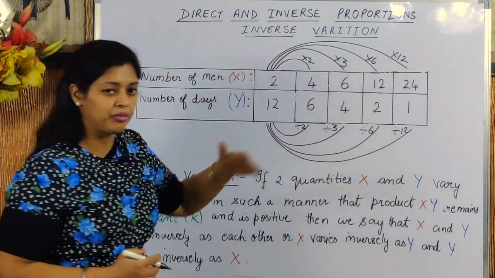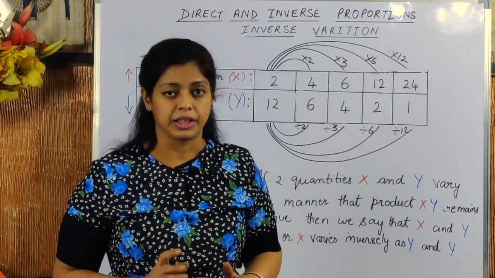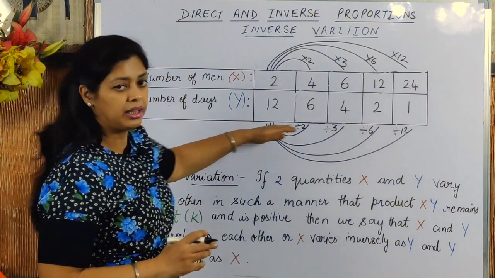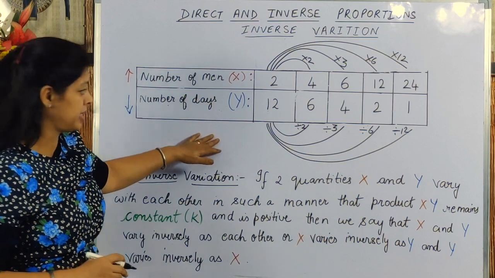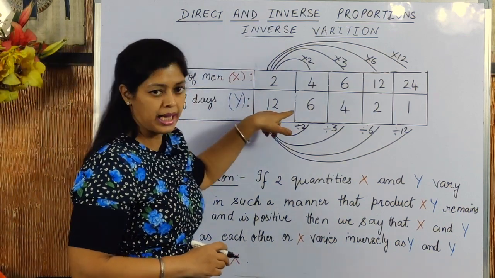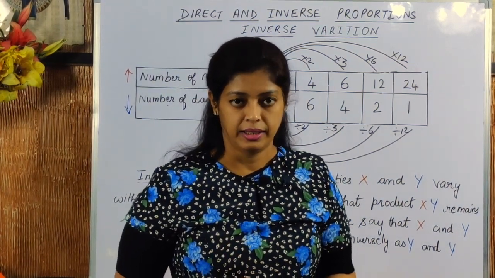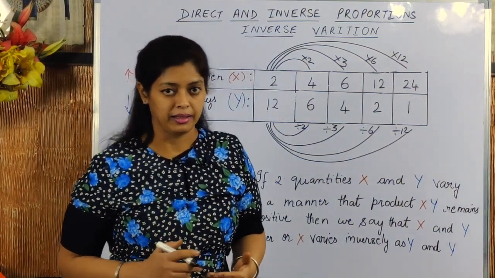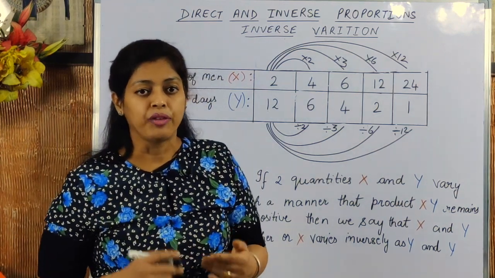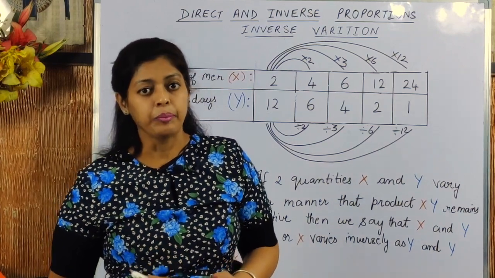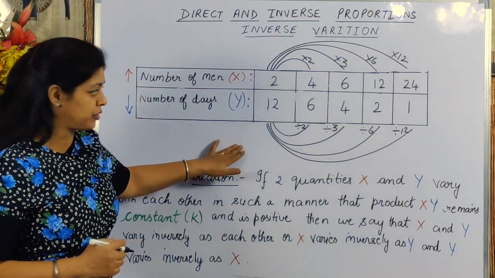So this is a case of inverse variation where the two quantities x and y are moving in opposite directions. When one increases, the other decreases. And another important point to note in case of inverse variation is that the product of these two values x and y, in each case this product xy remains fixed and it is equal to the constant k, constant of variation. In case of direct variation, we saw that the ratio of x upon y was fixed. Here the product of x into y is fixed. So this is the difference between direct and inverse variation.